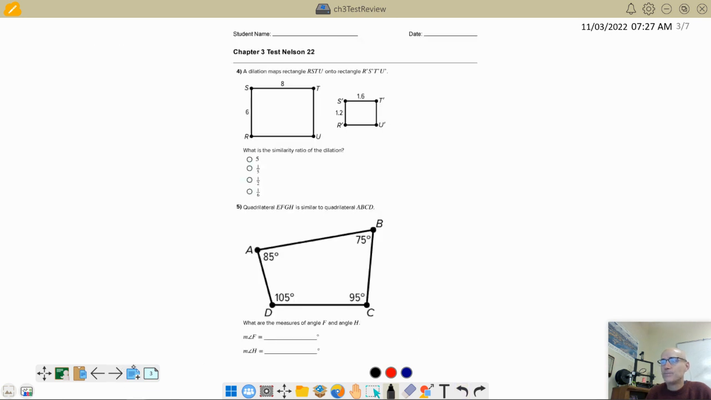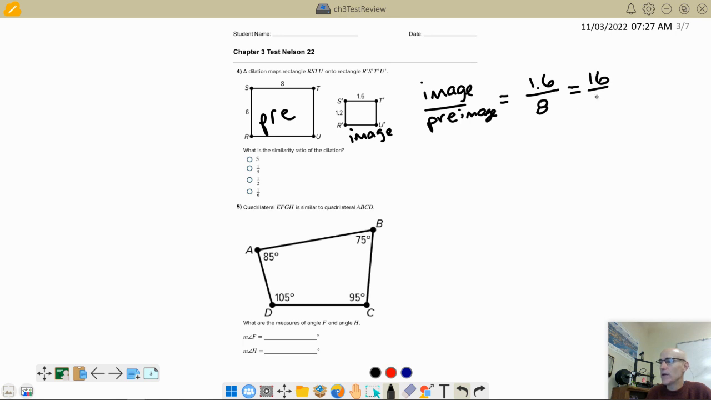Next one, number 4. We're going from this figure to this figure. So this is the image over here, image. This is the original one right over here, pre-image. So we're always going to take image, put this down again, divided by pre-image. And what happens here? You get 1.6 divided by 8. All right, well, that's a little hard to tell what's going on there. So what if I multiply the numerator by 10? It becomes 16, and the denominator by 10, that becomes 80.